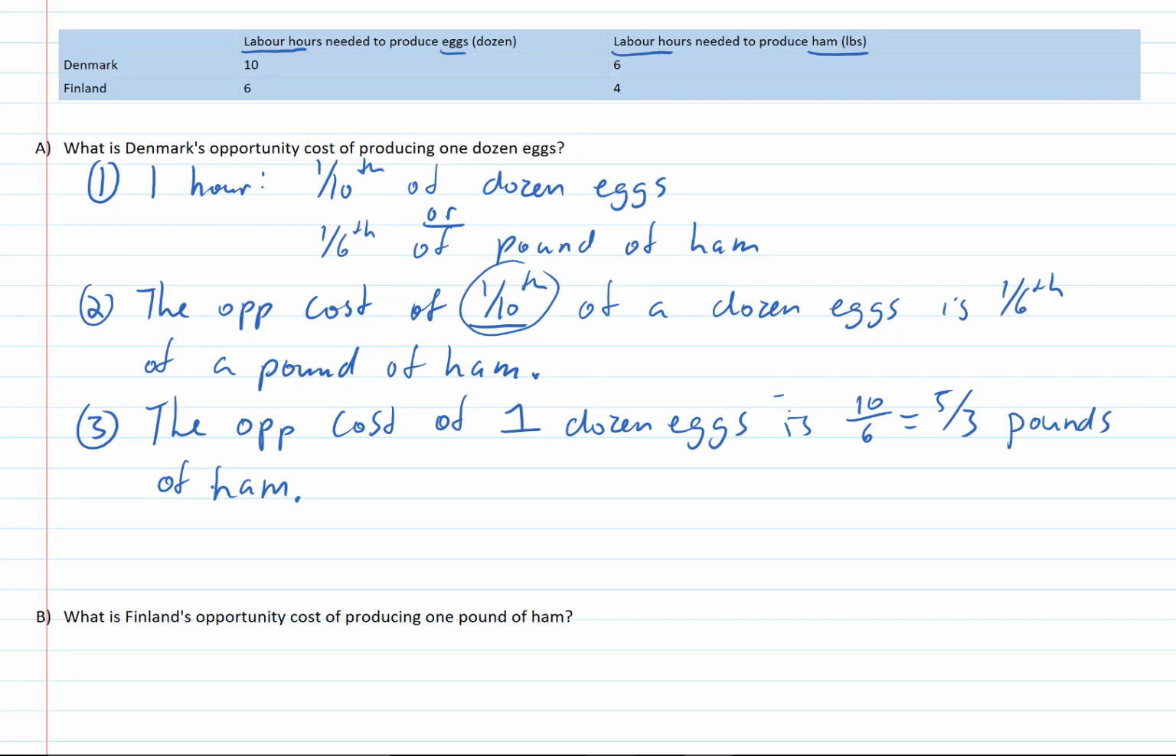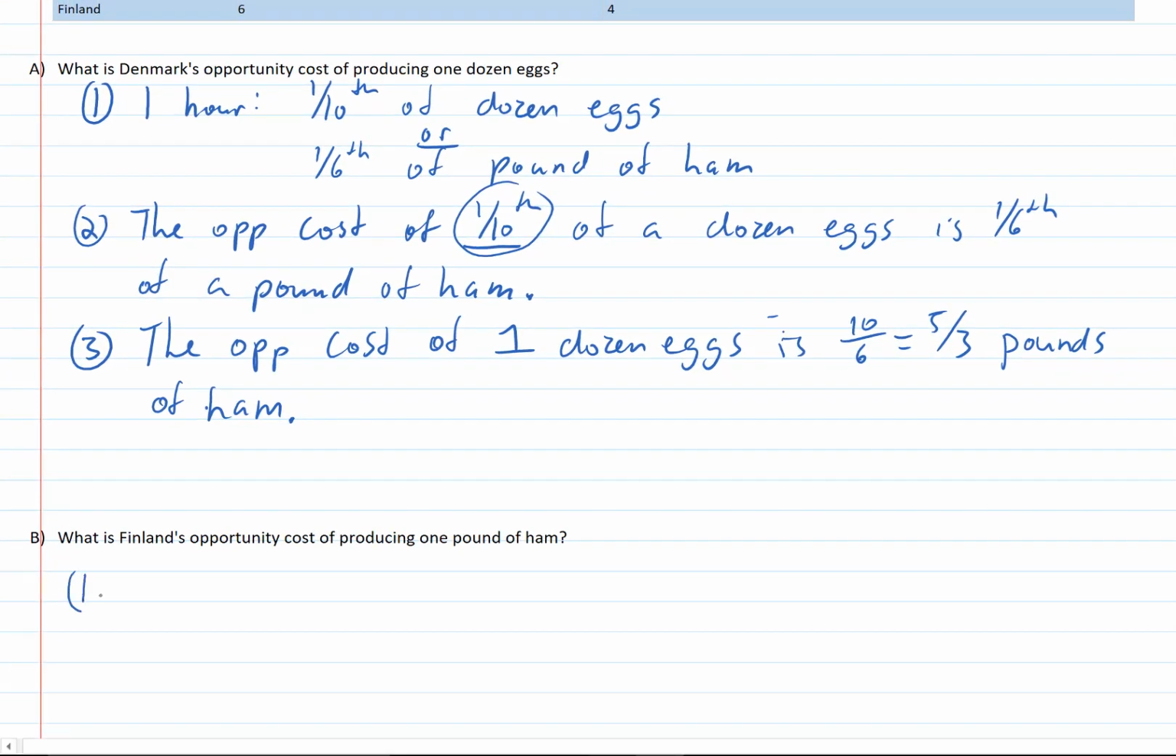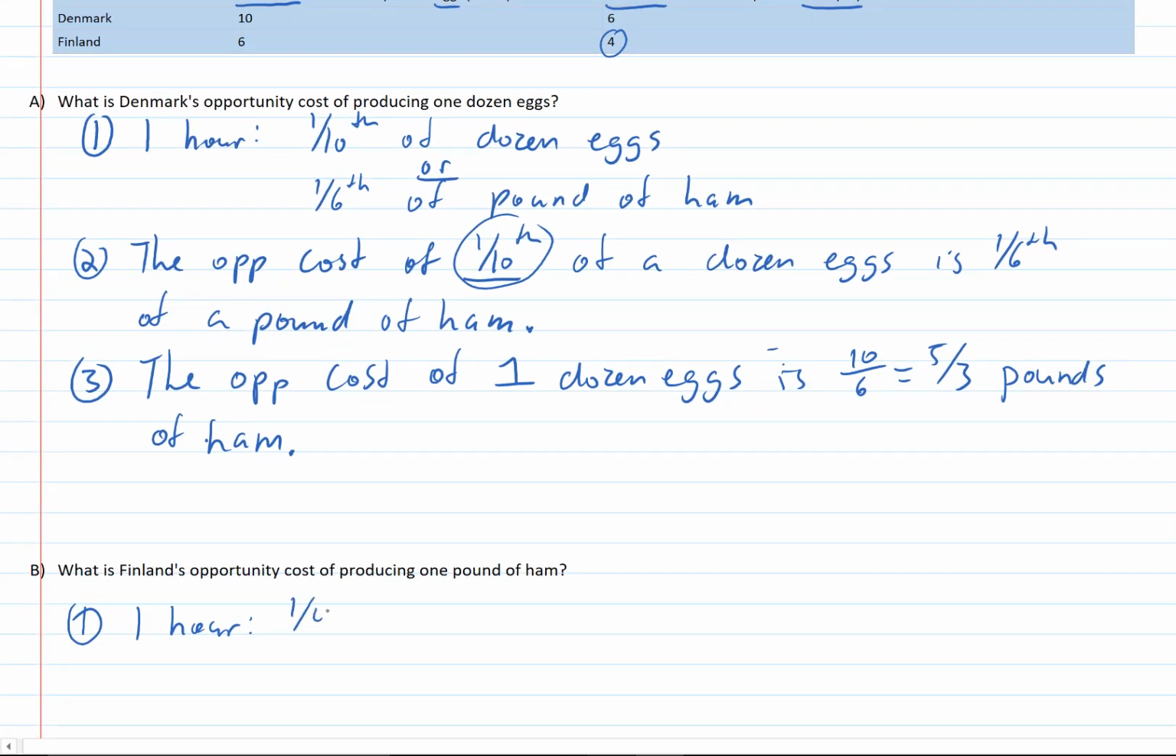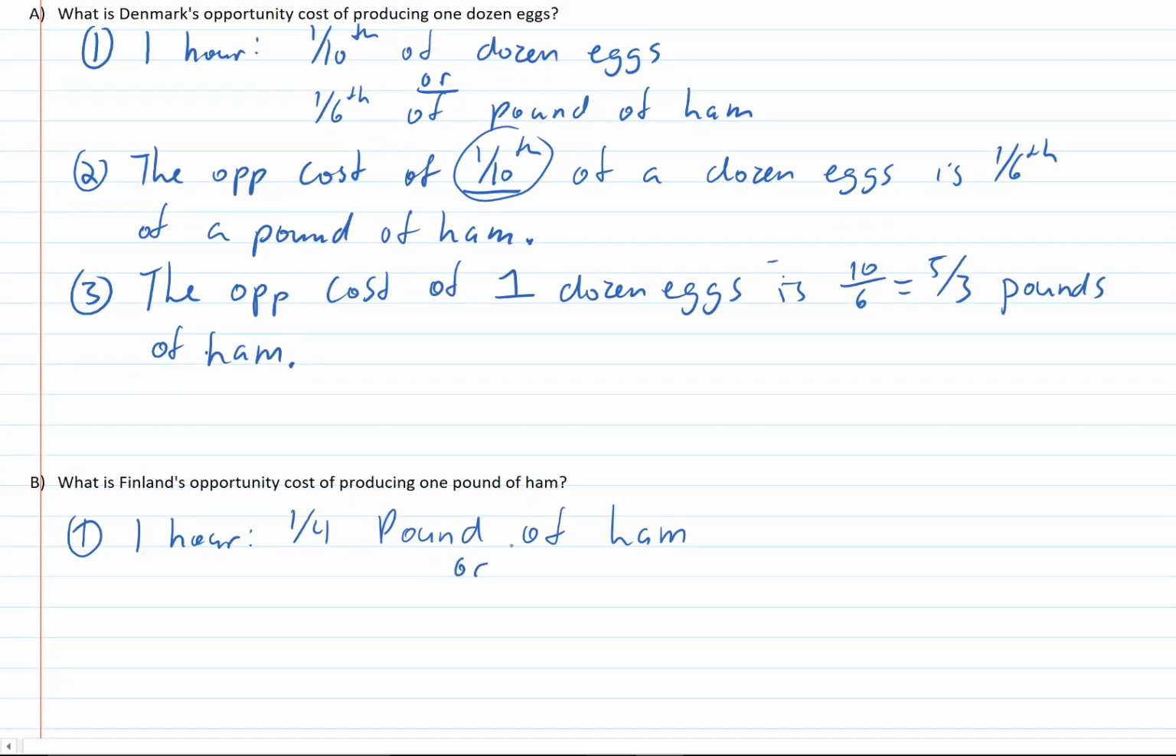Now, let's repeat these same steps to answer the second question. The second question is, what is Finland's opportunity cost of producing 1 pound of ham? So again, the first step is simply to write out how much of each good we can produce in an hour. So in 1 hour, Finland can produce, if we scroll up, you can see Finland can produce 1/4 of a pound of ham, or 1/6 of a dozen eggs.